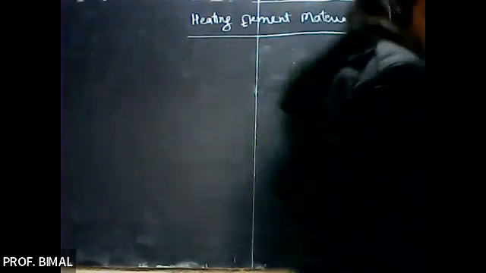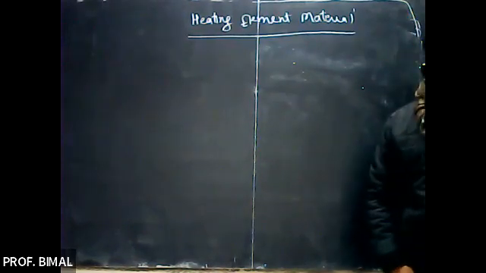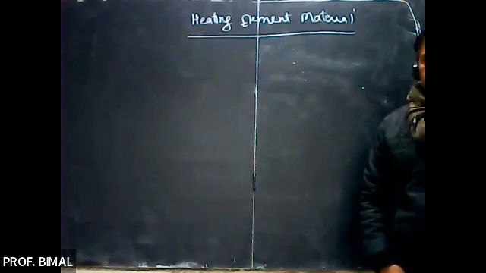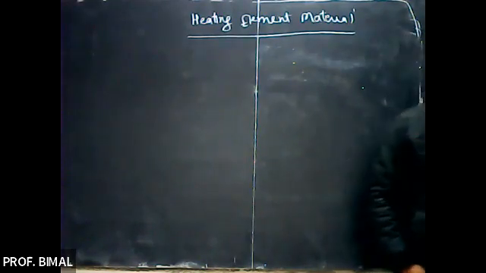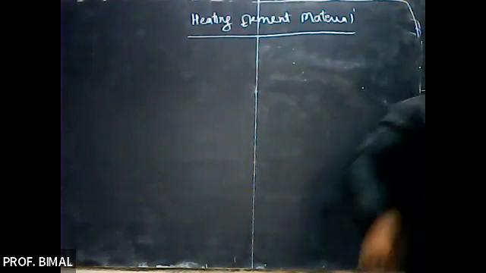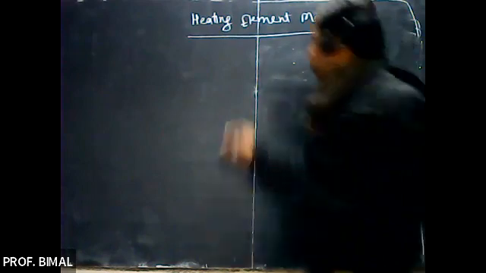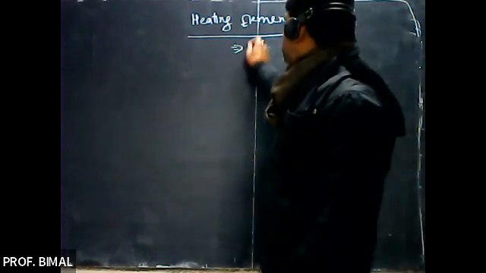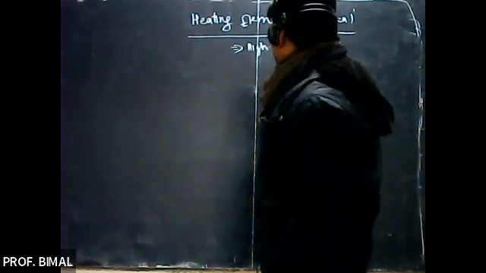So, good afternoon, students. Today we will first discuss the heating element material. What are the various properties that any heating material must have? First is high resistivity.